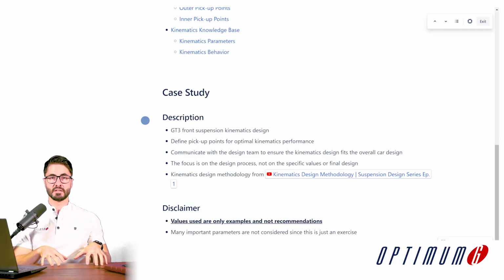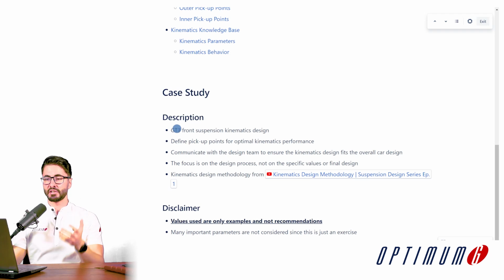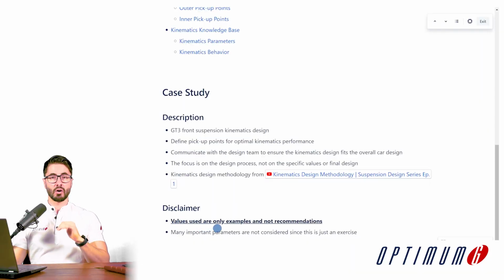So this exercise is a case study where we're designing together the front suspension of a GT3 car. We are focusing more on the design process and not so much on the values, meaning that all the values used here are only examples. They are not meant to be used as recommendations. Besides that, obviously there are many important parameters that are not considered, since this is just an exercise.